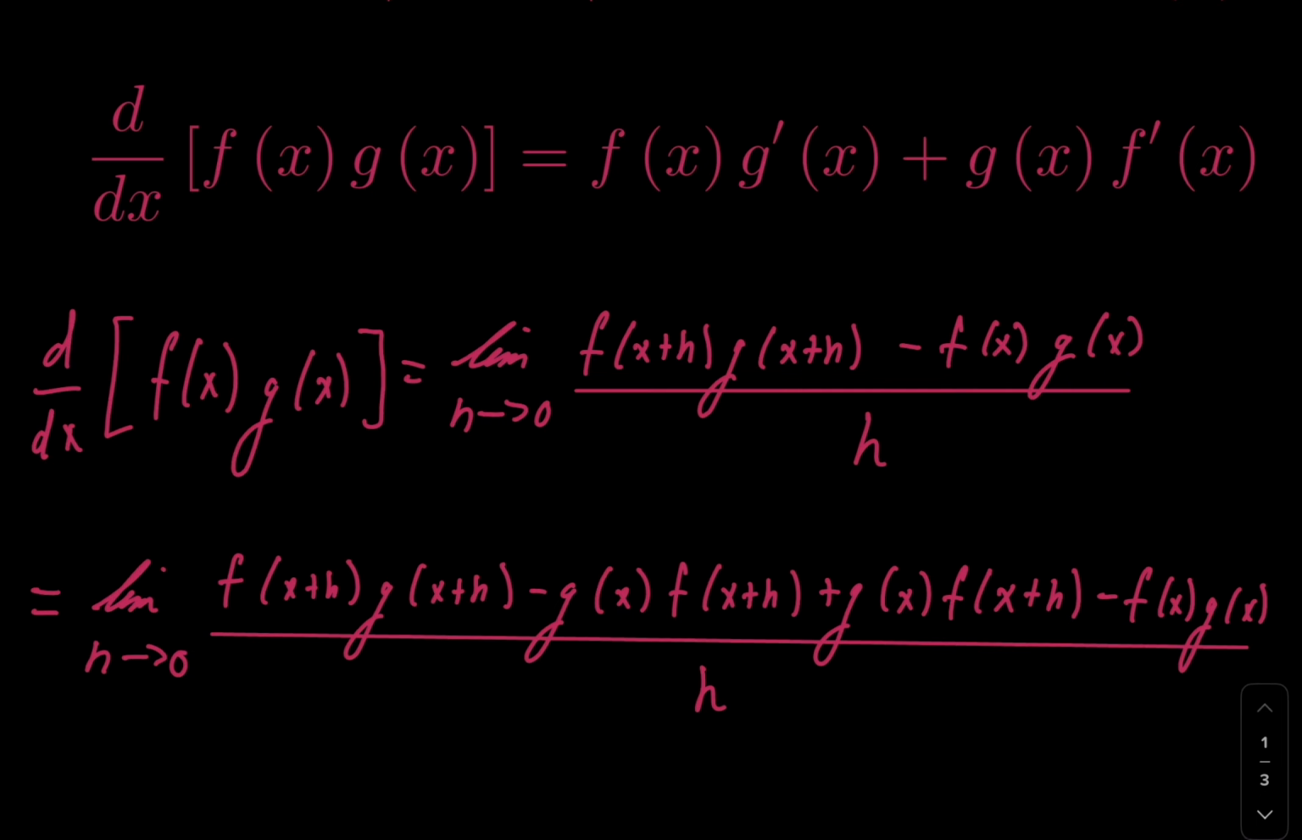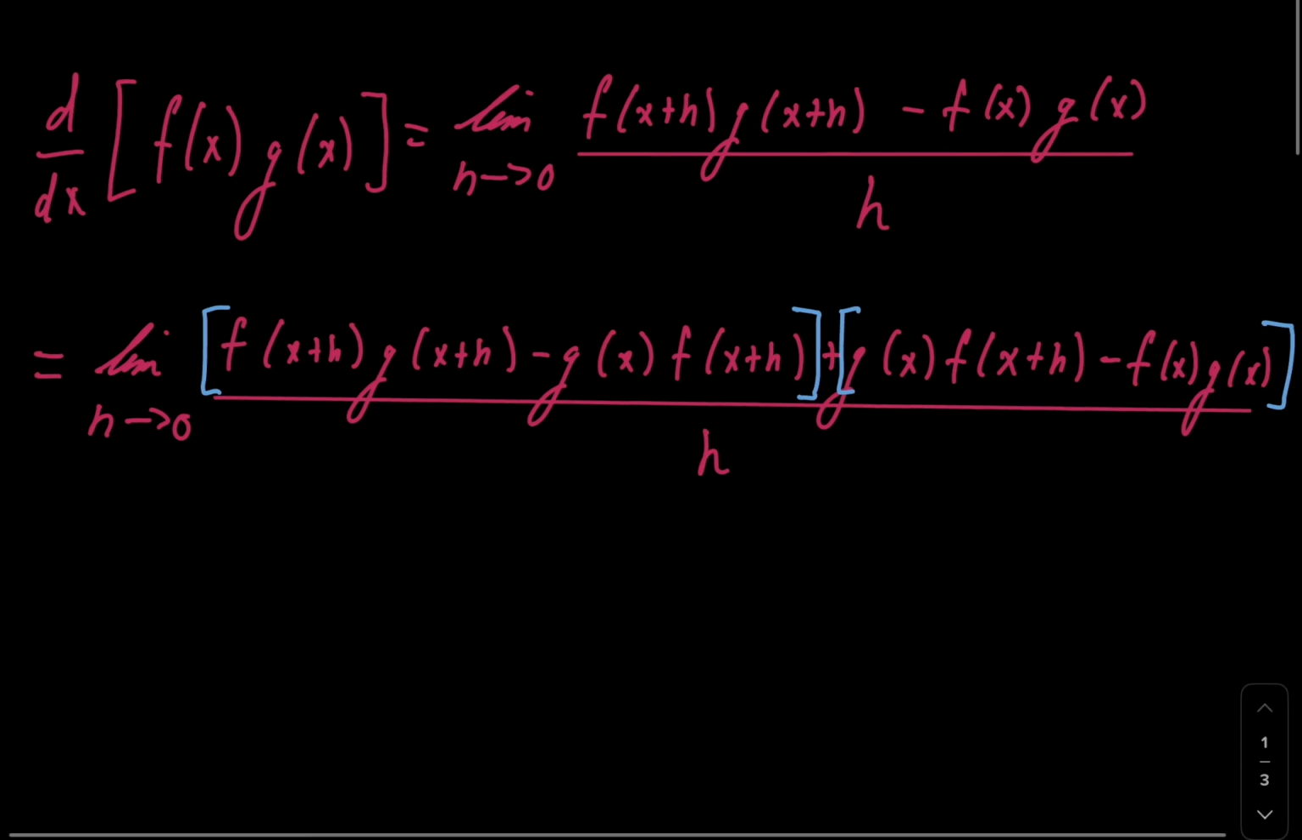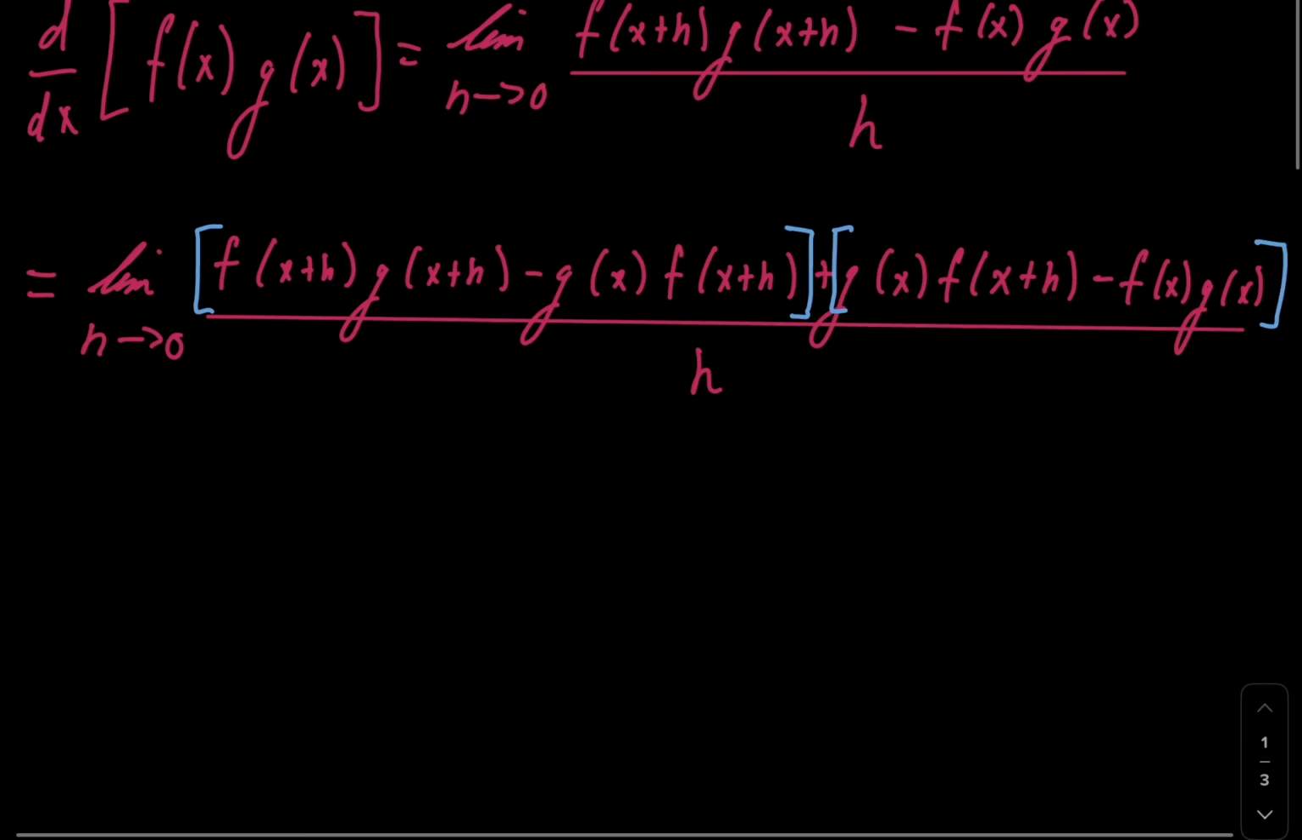Now what I'm going to do is group those two pieces together, and then group these two pieces together, and I'm going to pull out a common factor of f of x plus h, and a common factor of g of x in the second term, and then I'm also going to split this into two separate limits. So let's go ahead and do exactly that.